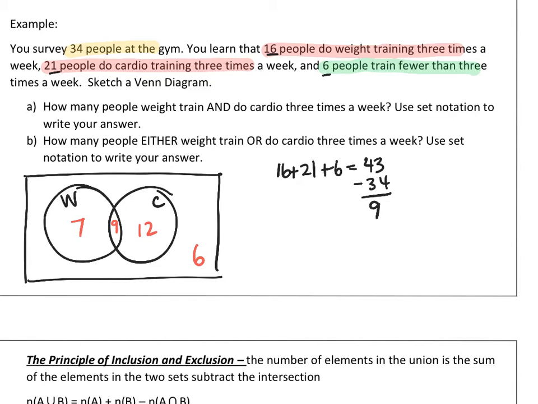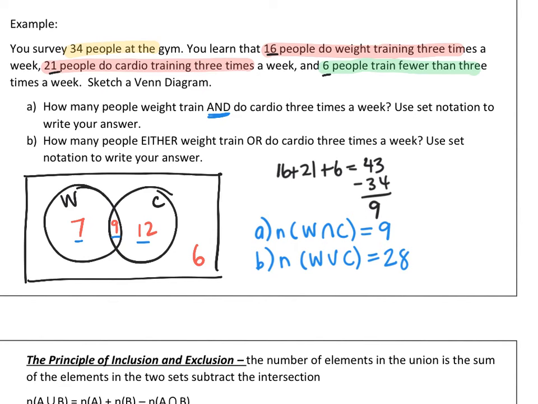Okay, so to answer my questions using proper notation, how many people weight train and do cardio? The number who do weights and cardio, that's the intersection, is 9, right? B, how many people do either weight training or cardio? So weights or cardio, that's the union. That would be all of these guys in here. So 16 and 12 is 28.